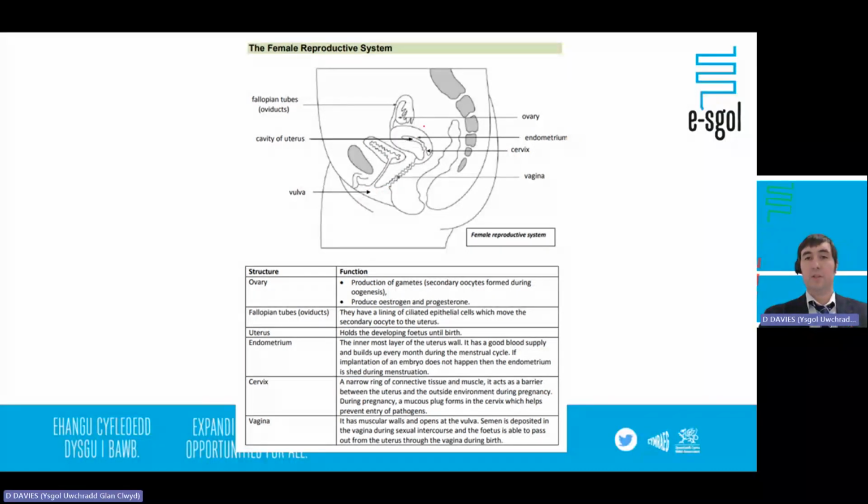So this grey thing here is the spine. That is the pubis bone, the front of the pelvis. And this here is the colon. Obviously they're not part of the reproductive system, but they are on this diagram, just so you can kind of get your bearings.